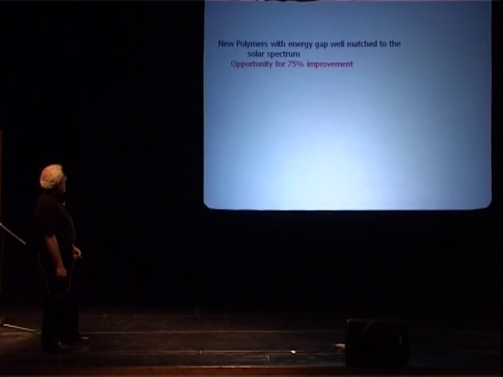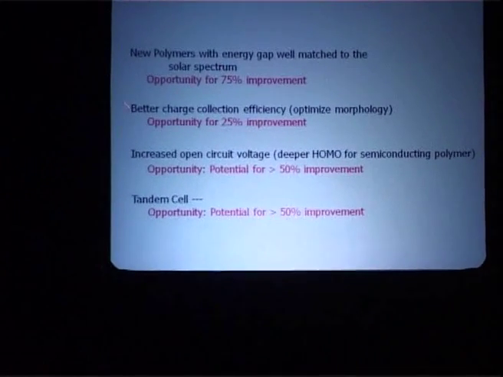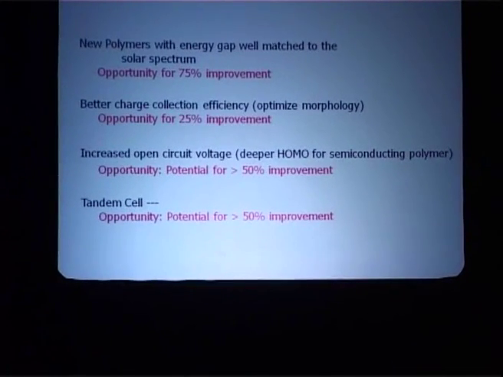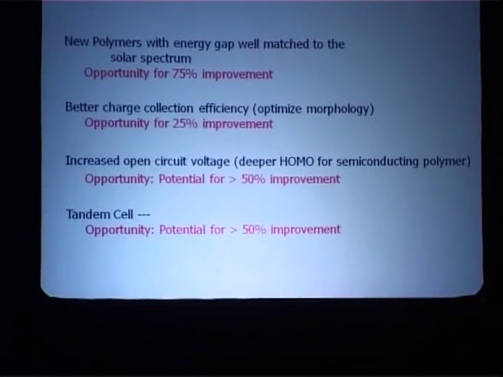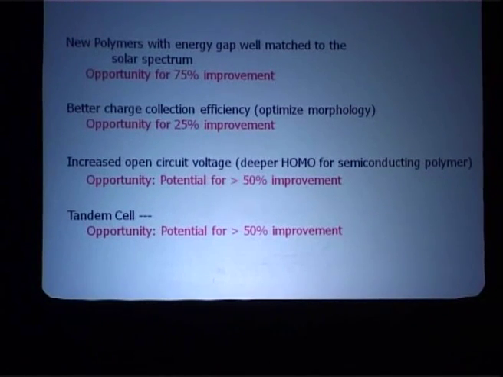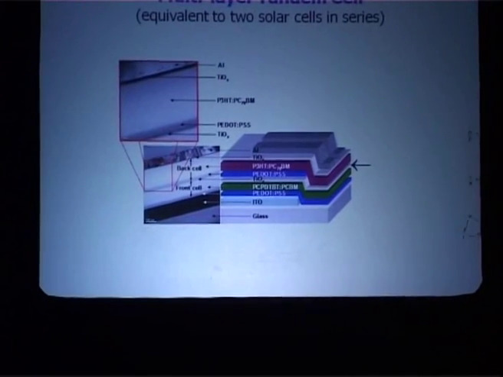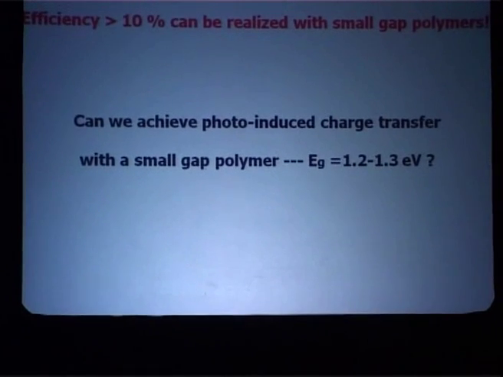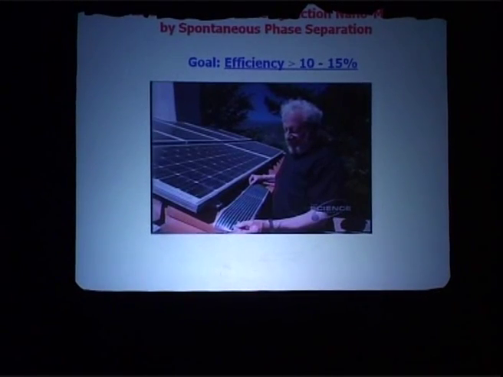And the answer is that we have a lot of things that we can do. We can improve the absorption matching the solar spectrum. We can improve the collection efficiency. We can increase the open circuit voltage. We can do all these things. And we've demonstrated each of those things. The difficulty is to do them all in the same system. When we can do them all in the same system, then we can hope to get even tandem cells and, wow, too much. We can get to efficiencies of that high.